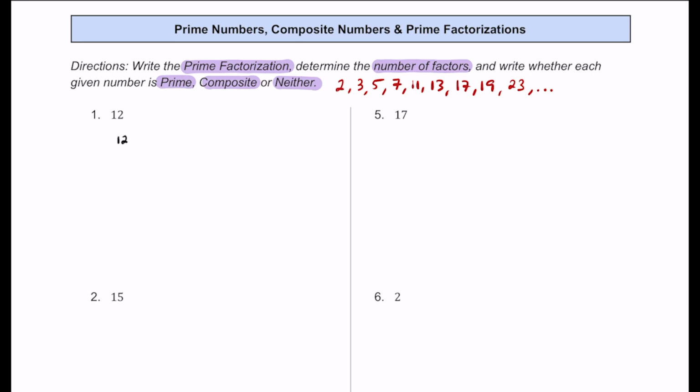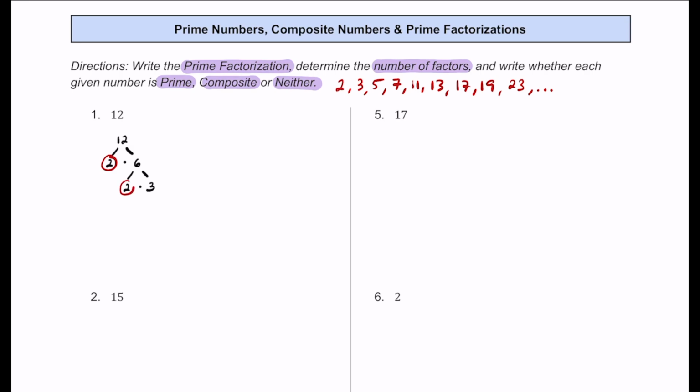For number 1, we have the number 12. Let's take this 12 and think of any two factors that multiply to get to 12, except for 1 times 12. I'm going to use 2 times 6 here, and then we're going to see if we have any prime numbers. So this 2 is definitely a prime number. It's the only even one. But the 6 here is not, right? It's not on the list of prime numbers. So we can break this down further into 2 times 3.